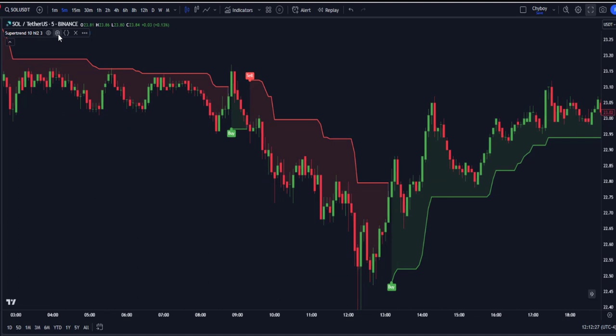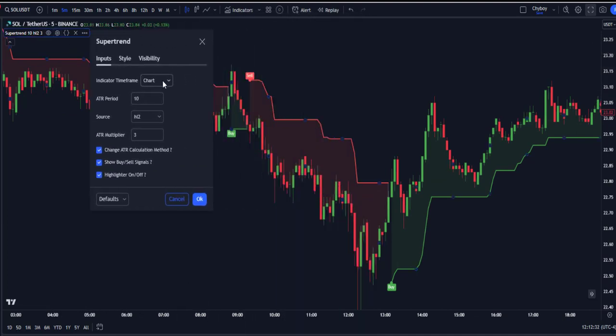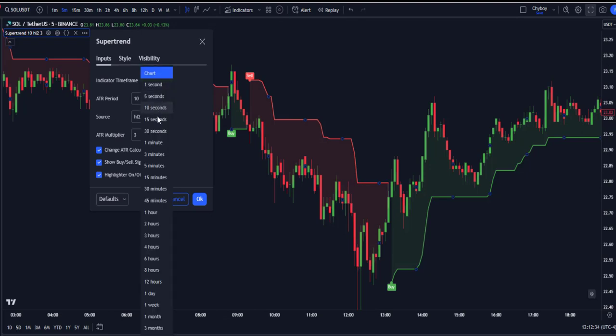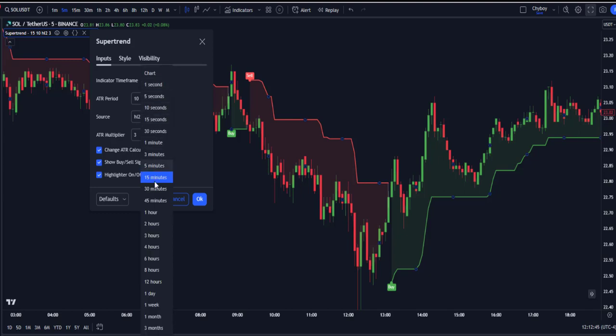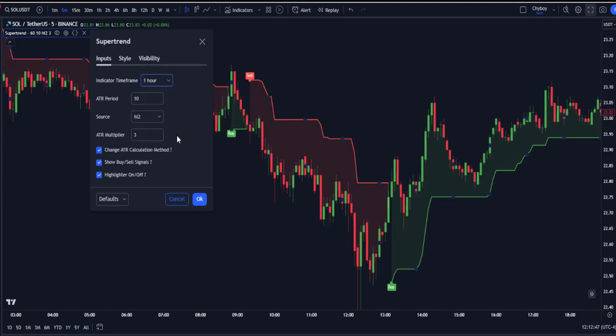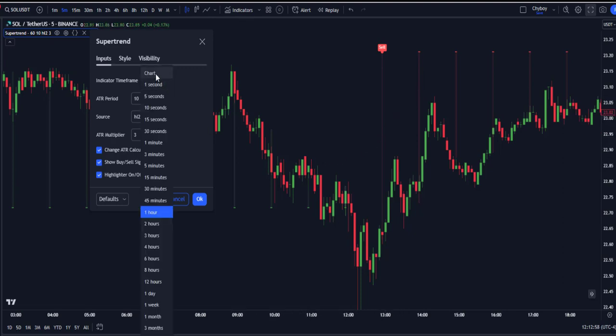Then we go to the indicator setting. On the input setting, on the indicator time frame, you notice different time frame options. This means that if you set it to any of the time frames, the indicator will be indicating the current trend of the time you put in. For instance, you are in 5 minutes time frame and you set the indicator time frame to 1 hour. That means that it will be on the 5 minutes chart and it will be indicating the 1 hour trend. This helps to identify long-term trend in the market.